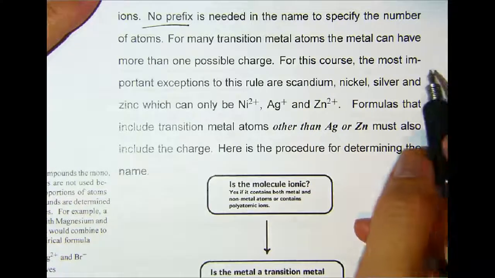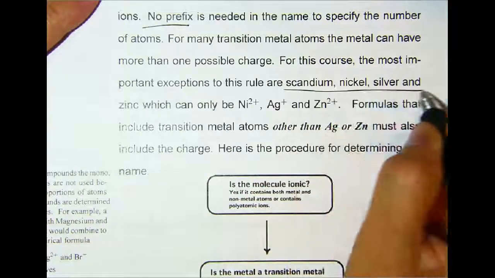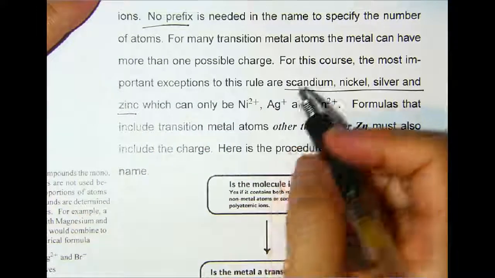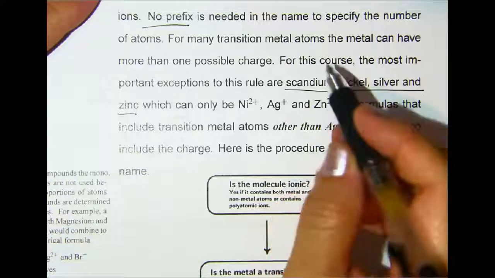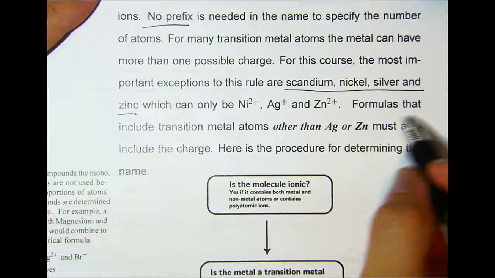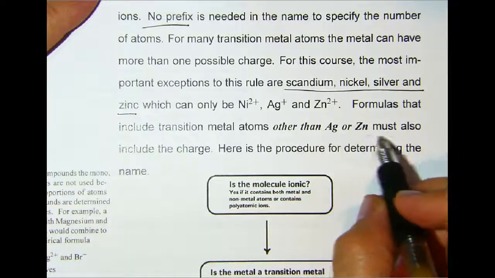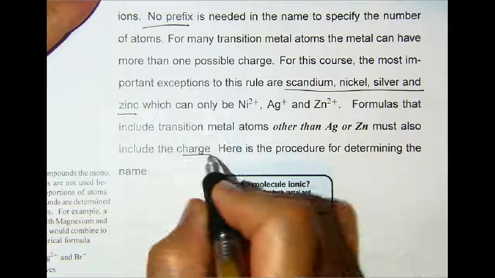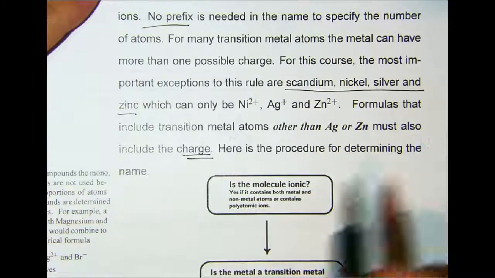For this course, the most important exceptions to this rule are scandium, nickel, silver, and zinc, which can only be nickel plus 2, silver plus 1, and zinc plus 2. We're not really worried about scandium. Formulas that include transition metal atoms other than silver or zinc must also include the charge, which we represent with a Roman numeral. Here's the procedure for determining the name.